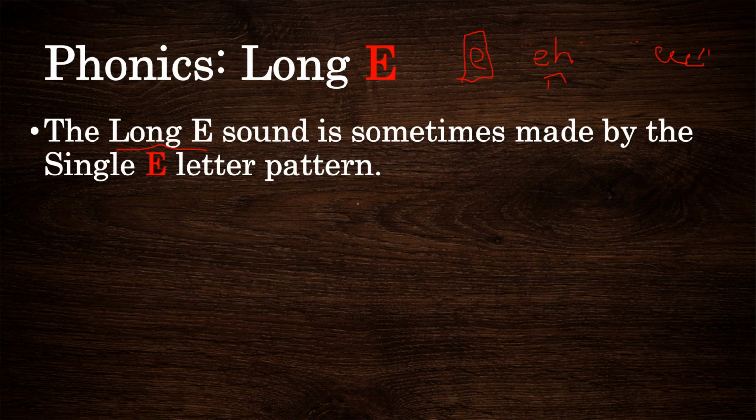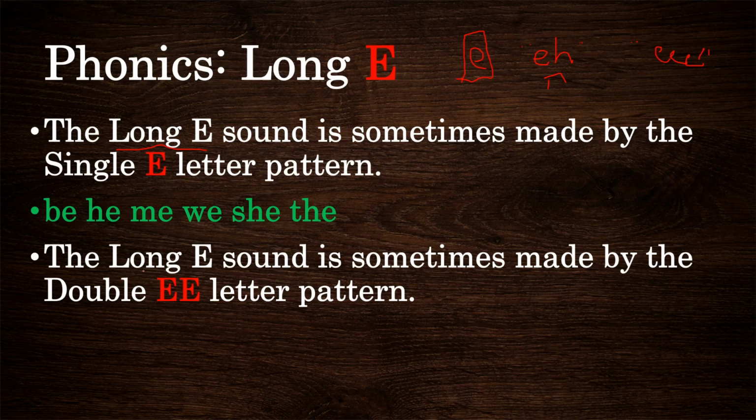Let's look at some examples. Be, he, me, we, she, the. The can also be pronounced as thee, so it still counts in this meaning. The long E sound can also be made of the double E pattern. So instead of just a single E, it can also be a double E. It's more common for the double E to make the ee sound and not the eh sound, unless the E is a silent E or a split digraph.